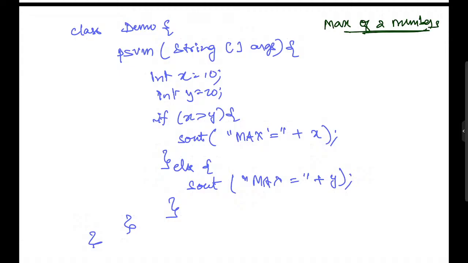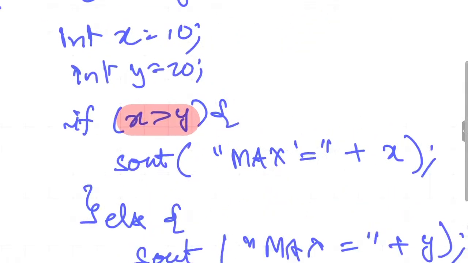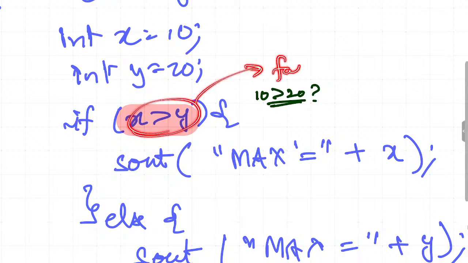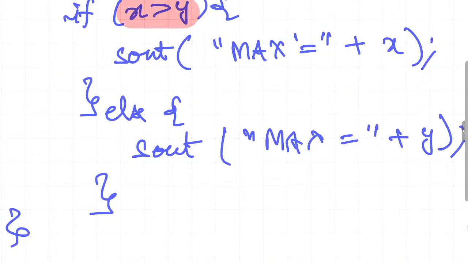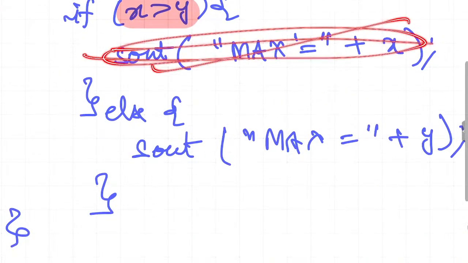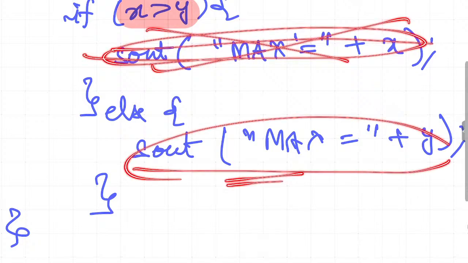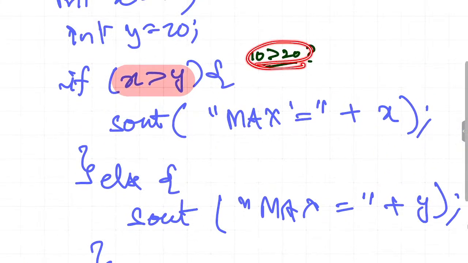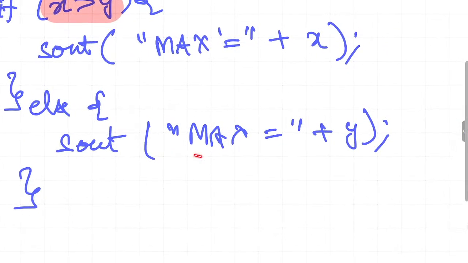Now here, when x is greater than y, you will see that the x here is 10. So is 10 greater than 20? No. So this particular condition is false. If it is false, then it will not execute this part. This is not executed, only this is executed. So 10 is not greater than 20, so I am going to print "max equal to" plus y. What is this plus here?